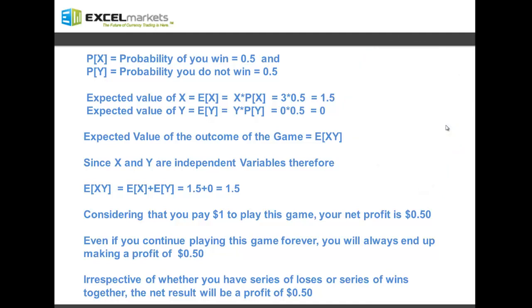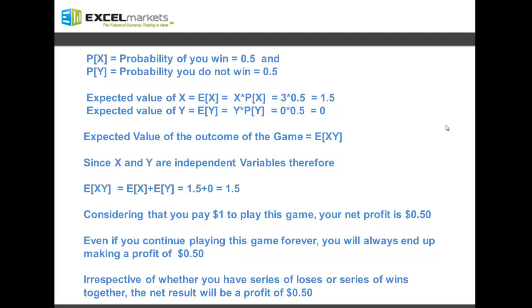Using this concept, the expected value of the outcome of this game is equal to E(X+Y). Using our statistics, we state the formula E(X+Y) is equal to E(X) plus E(Y), and then we put in the values that we computed above into this equation to get the result as 1.5. Therefore, the expected value of the outcome of this game is 1.5. This is the profit that you can expect to earn on playing this game forever. Considering that you pay $1 to play this game, your net profit therefore becomes 50 cents.